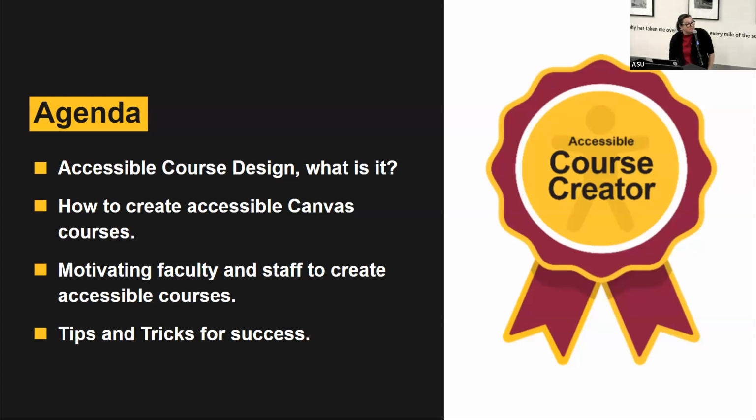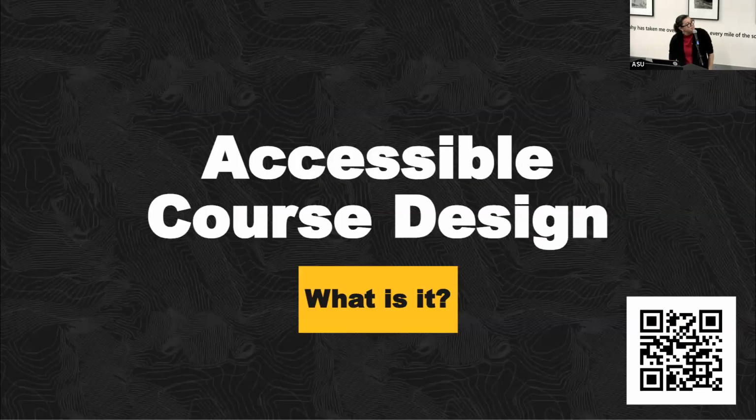So here's what we're gonna cover. We're gonna cover accessible course design. Generally, what is it? What were our modules? How to create accessible Canvas courses. Motivating faculty and staff to do so, because as we've heard from Jeffrey, thank you very much, Dr. Ricker, sometimes the hurdle is around wanting to do the work. But also tips and tricks and the iterative design process of the course itself. So I'm gonna turn this over to Alejandra, and if you wouldn't mind going to the next slide.